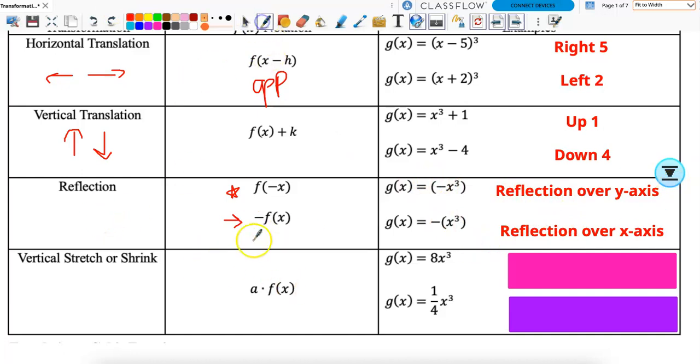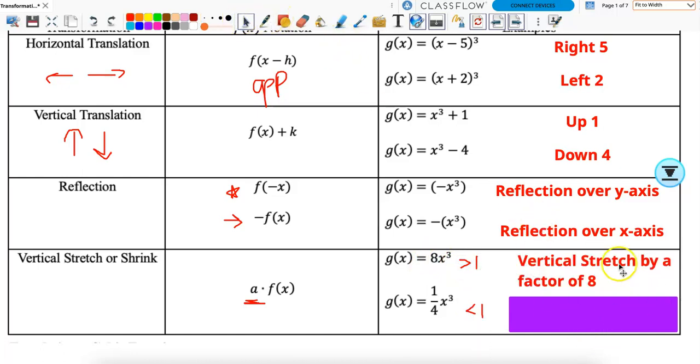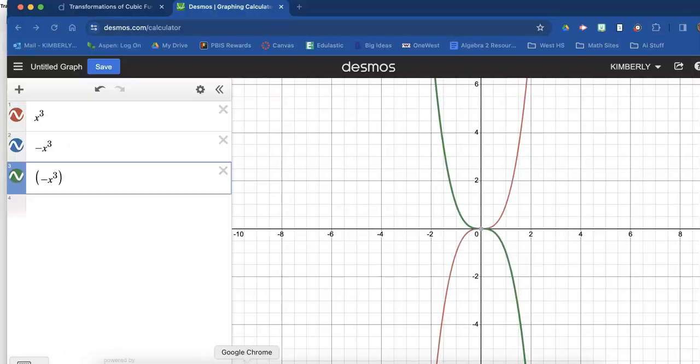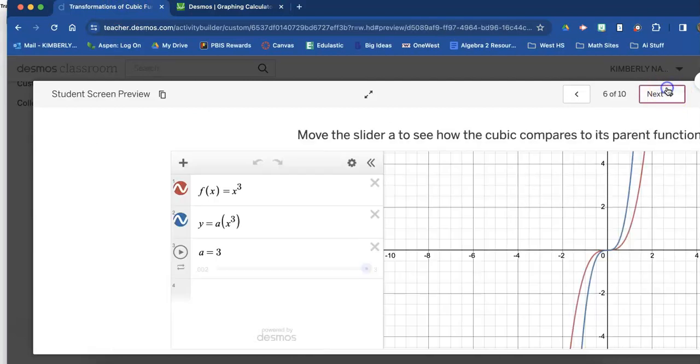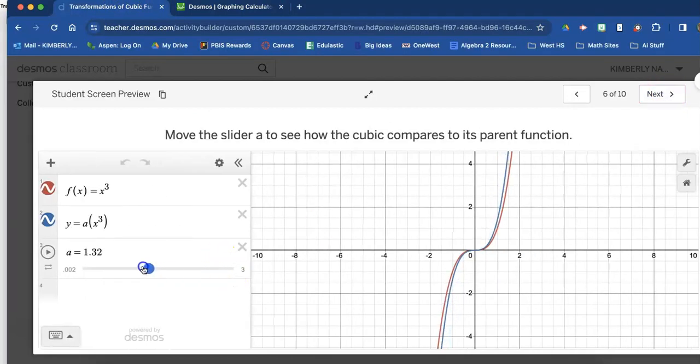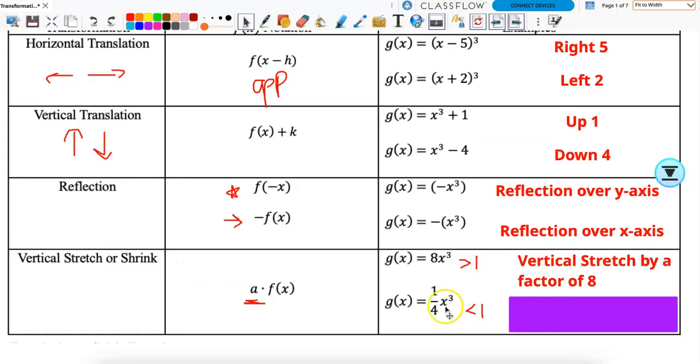The last thing is you can have a number in front of your function. We've talked about if it is bigger than 1 or if it is smaller than 1. If it is bigger than 1, it is going to stretch vertically, by a factor of 8 in this example. So stretch, think of pulling something super tall. Here's my normal cubic. If I make the number bigger than 1, it is getting taller, taller, taller. It is getting stretched vertically.